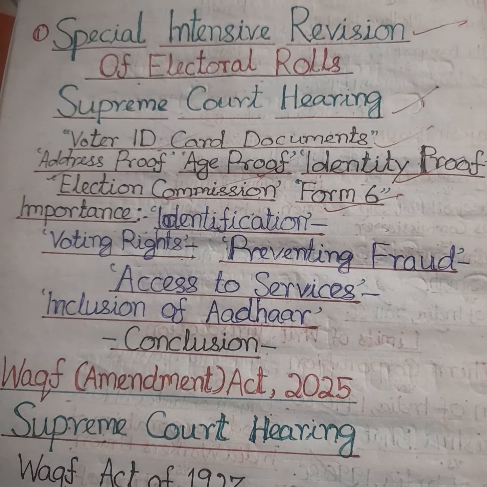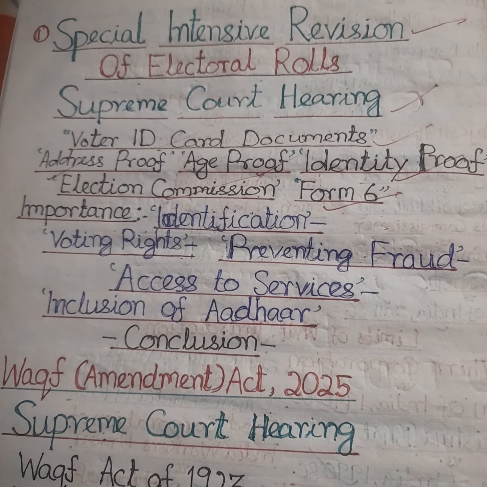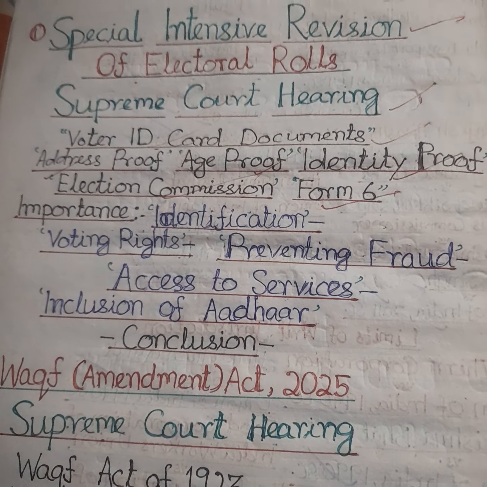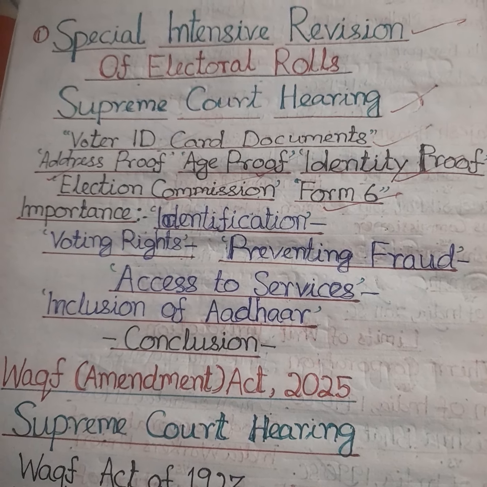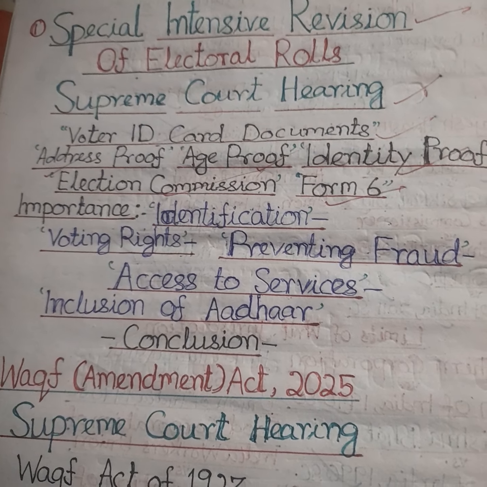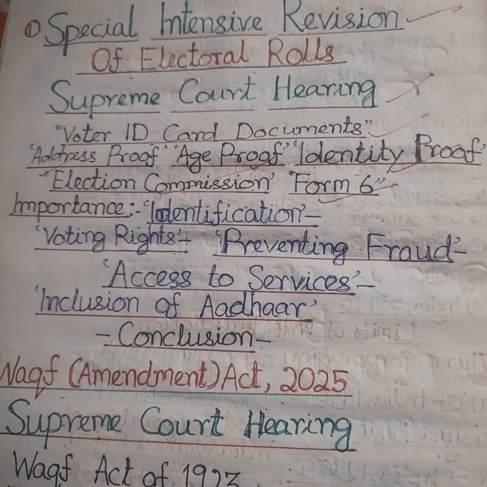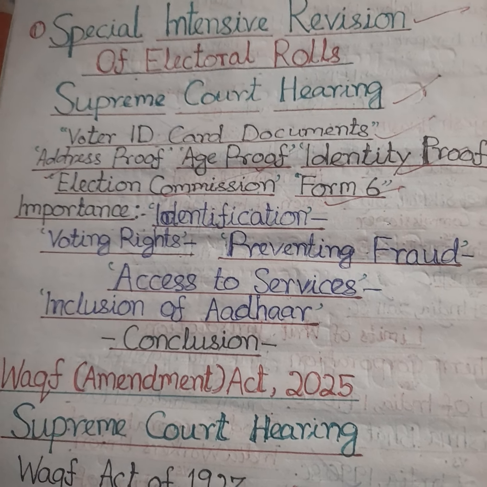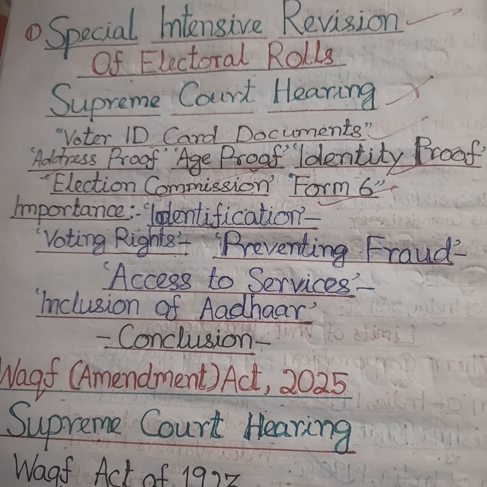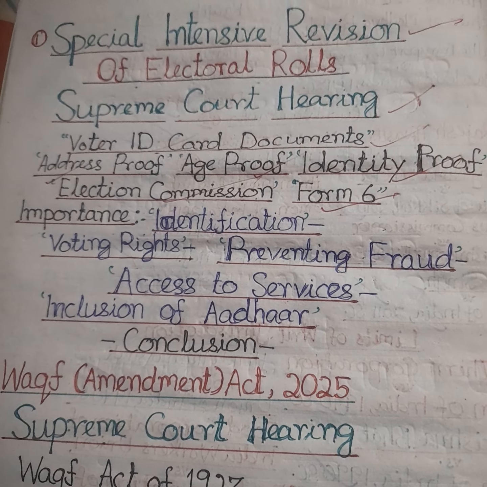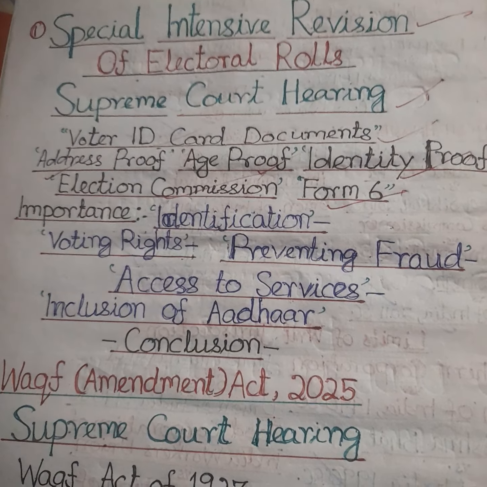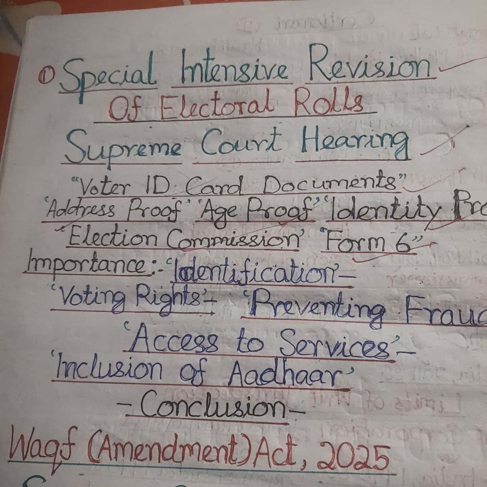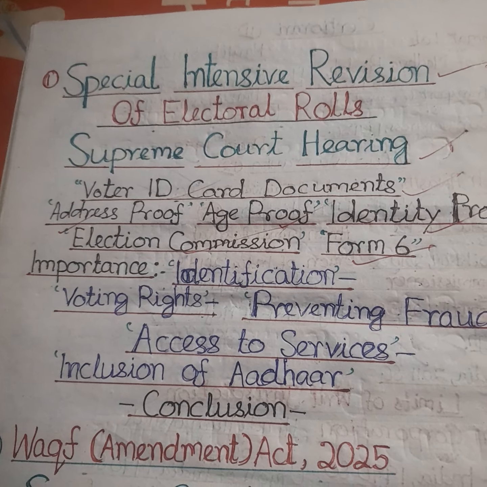Then regarding identity proof, it provides PAN card, driving license, ration card, passport copy, bank passbook with a photograph. So, student ID card or Aadhaar card. So how can one apply for voter ID card in India?